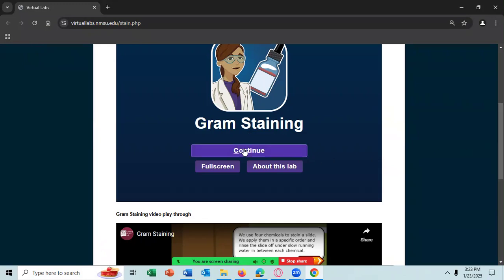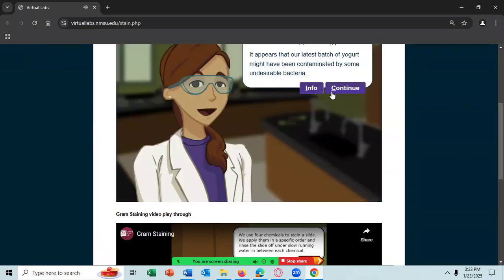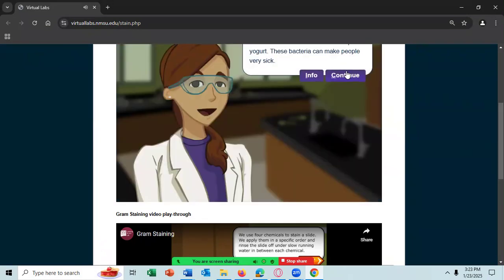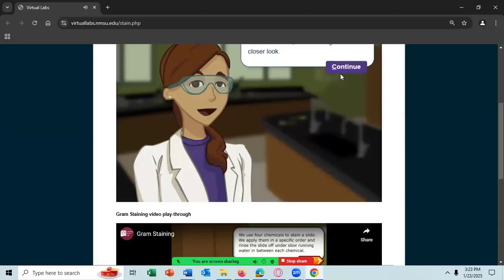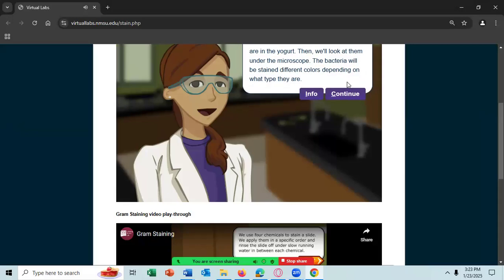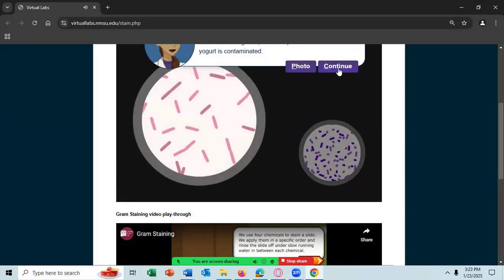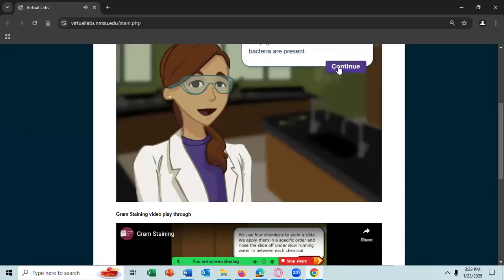Read through the gram stains. Hi, lab assistant. Take a look at this yogurt. In the gram staining, bacteria. We are going to.